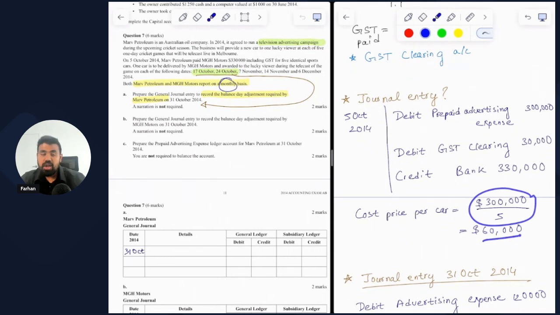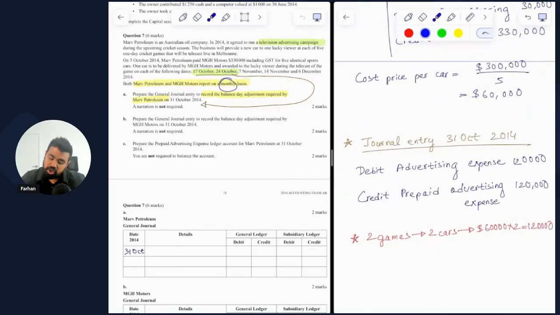Now let's look into the balance day adjustments at the end of the reporting period on 31 October 2014, given that we understand that both businesses report on a monthly basis. So on the 31st of October, if we were to do the journal entry, we understand that 2 games would have already happened. And those 2 games are the games happening on the date of 17 October and the games happening on the date of 24 October. So these 2 games will mean that 2 cars have been given away. And given that the cost of 1 car is $60,000, the total cost of 2 cars for 2 games is going to be $60,000 multiplied by 2, which is $120,000.